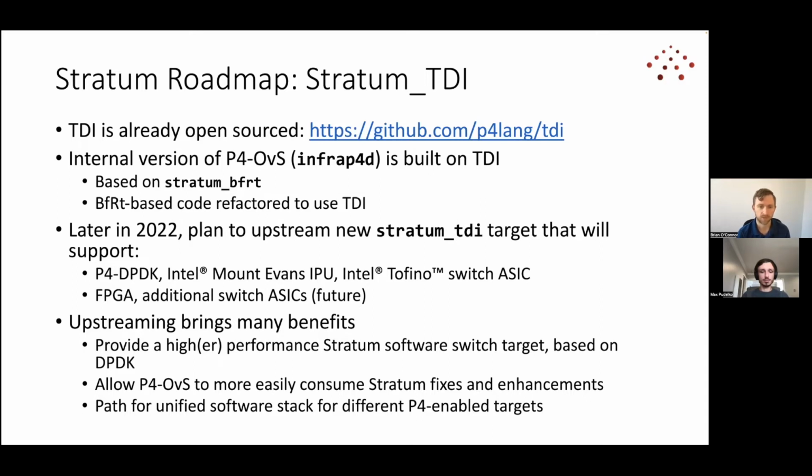P4 OBS and Stratum are synergistic projects, and there are several benefits to upstreaming this work back to Stratum. First, it will provide a higher performance software switch for Stratum users, which is a significant improvement over those who have used BMv2 and want to send larger amounts of data plane traffic. It will also make it easier for the P4 OBS project to consume upstream Stratum's fixes and enhancements, like the list we went through earlier in the talk today. Lastly, the Stratum TDI target opens the possibility of a unified software stack that can be deployed on CPU, IPU, and switching ASIC.